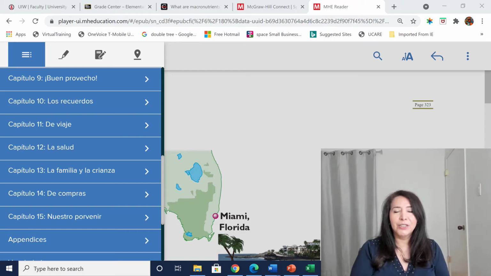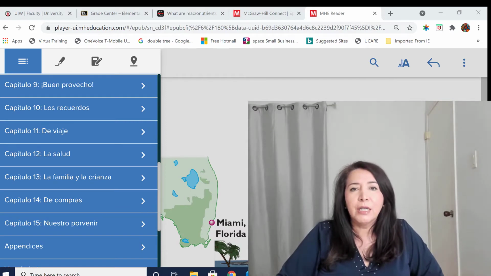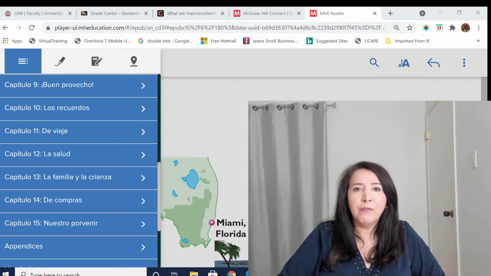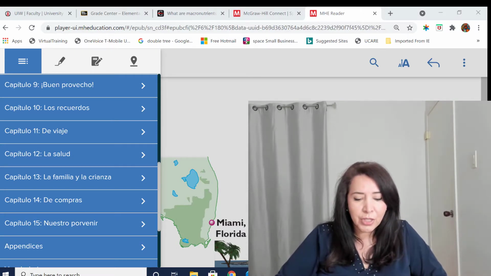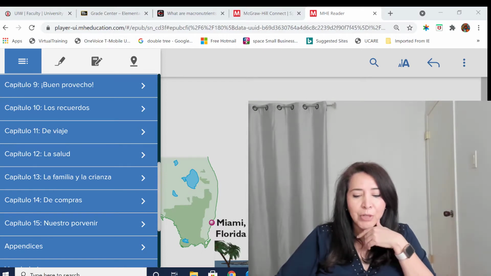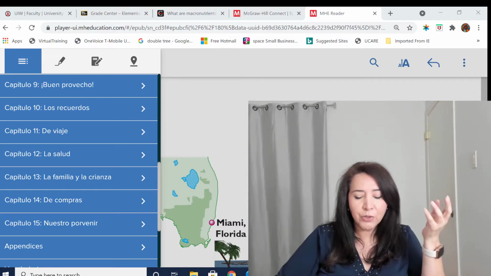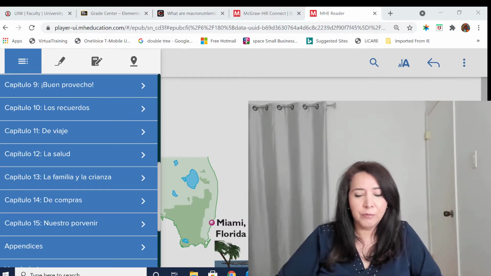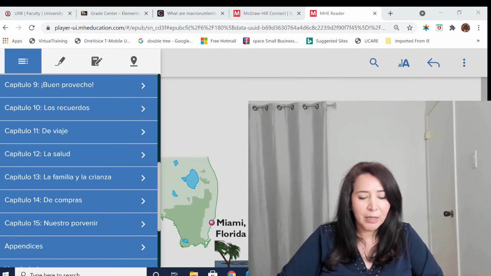Hola clase. Today we're going to review what is going to be included in the final, okay? We're going to start with vocabulary because the first section of the final is going to be all about vocabulary, very much like the midterm. So you should study vocabulary related to familia, directions, so how to give directions. For example, how to say go left, go right, go straight, that type of thing.